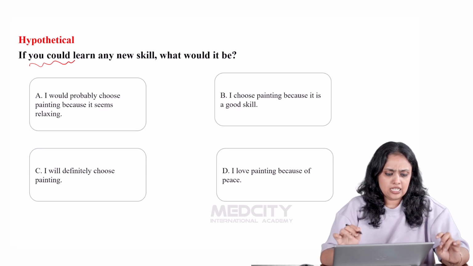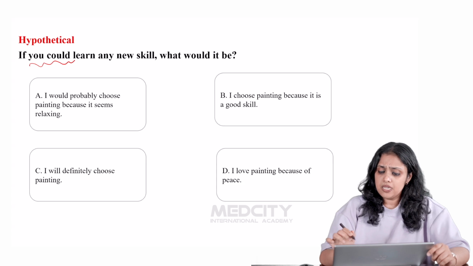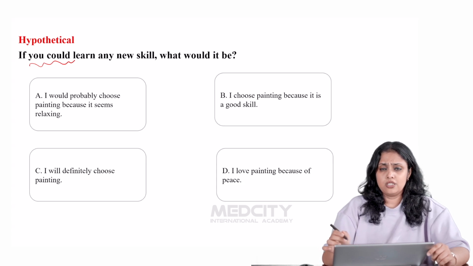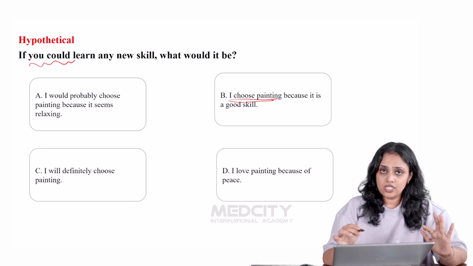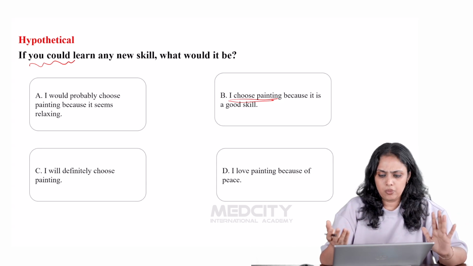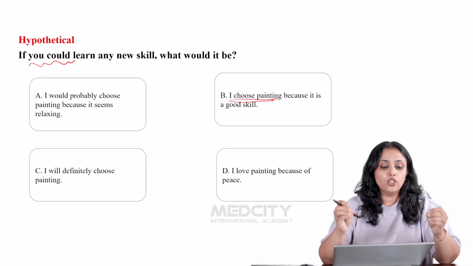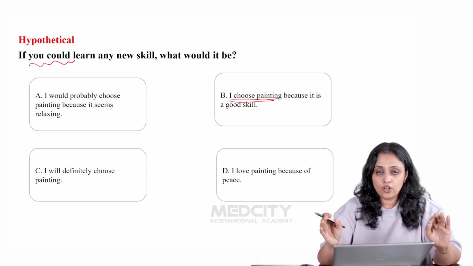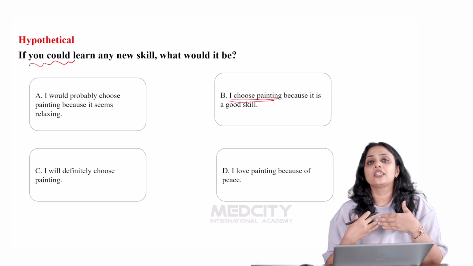Option A says, I would probably choose painting because it seems relaxing. B says, I choose painting because it is a good skill. I choose painting. Like the option, it's an imaginary question. So I choose painting. When can you say I choose painting? If you're given the option now. If you're given an option to learn a new skill now, then what are you going to choose? Then I can say that I choose painting.